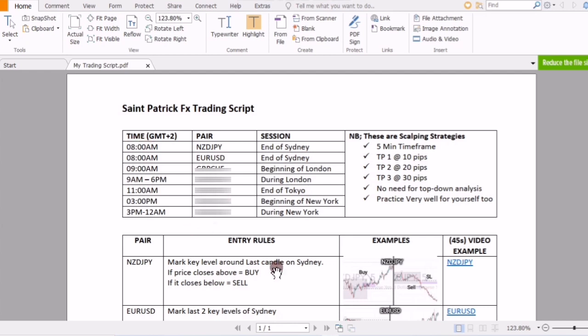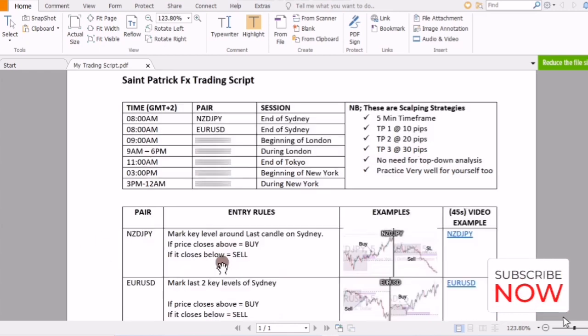So at 8 a.m., you come right here and check the entry rules for that pair. This is NZDJPY. For the entry rule, you mark the key level around the last candle on Sydney. If it closes above, you buy. If it closes below, you sell. And you also have this small picture right here to remind you of the entry rule.